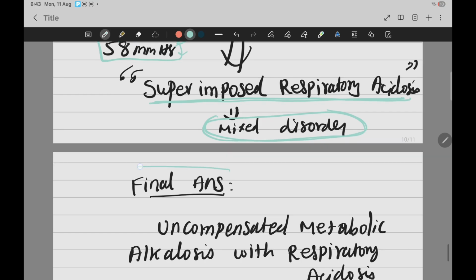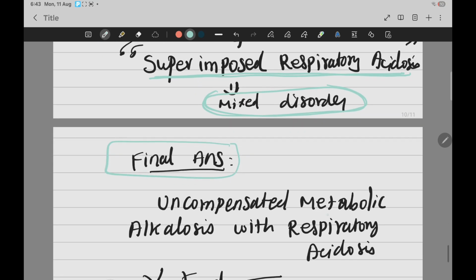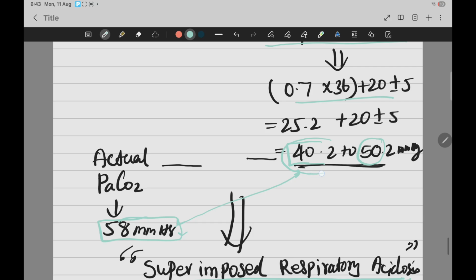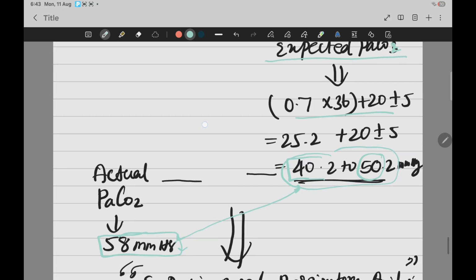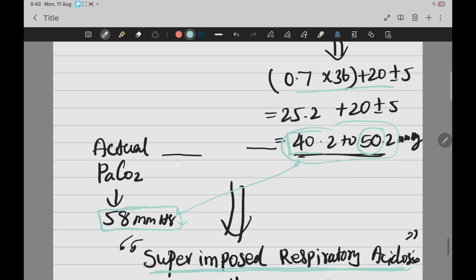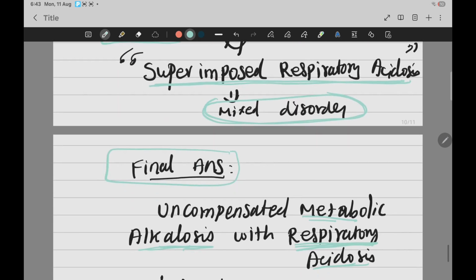Next, coming to the final answer: uncompensated metabolic alkalosis with respiratory acidosis. Why am I telling respiratory acidosis with metabolic alkalosis? Once you apply the formula, it is more than expected. Okay, the expected PaCO2 is 40 to 50, but the actual PaCO2 is 58. Okay, I hope I am clear.